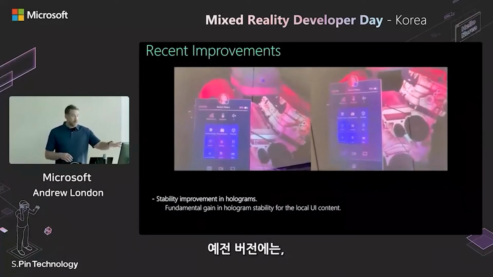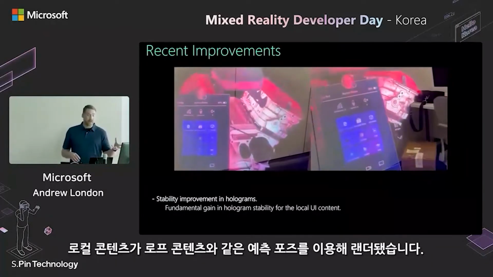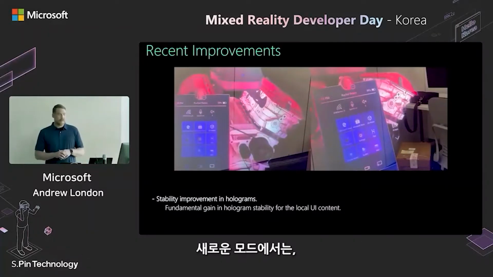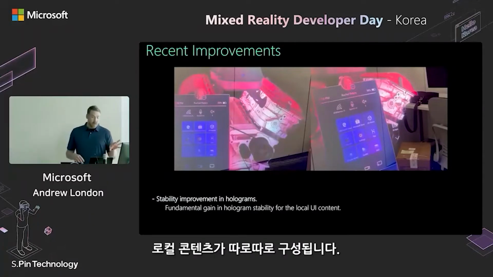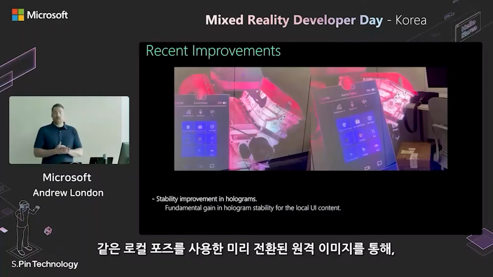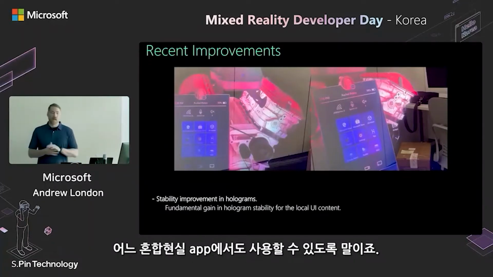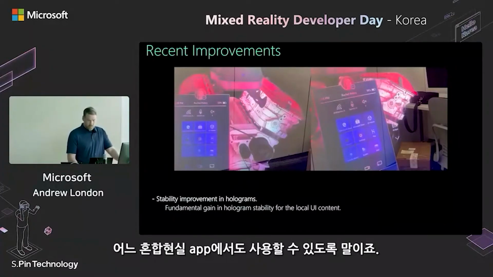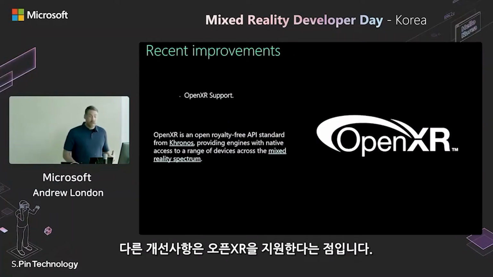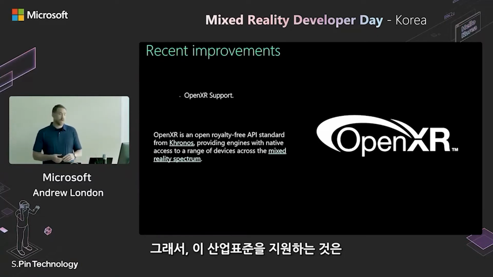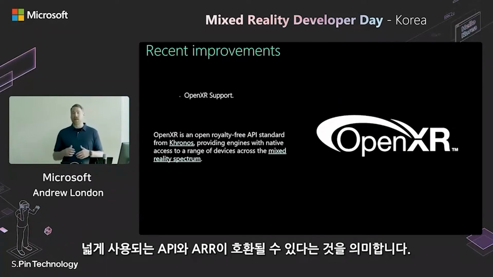In the old mode, the local content was rendered using the same predicted pose as the remote content. In the new mode, local content is composed separately into a pre-transformed remote image using the same local pose that any mixed reality app would use. Another improvement is that we now support OpenXR. So supporting this industry standard makes sure that Azure Remote Rendering is compatible with this broadly accepted API.